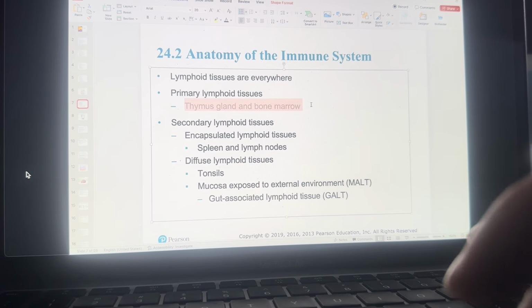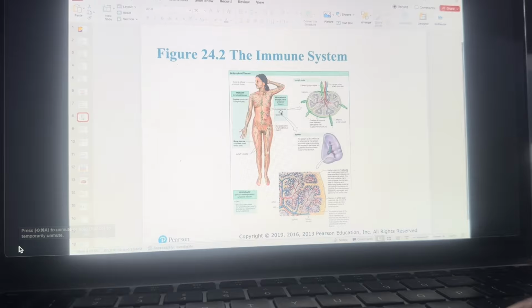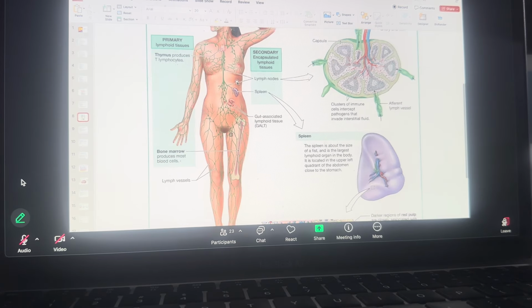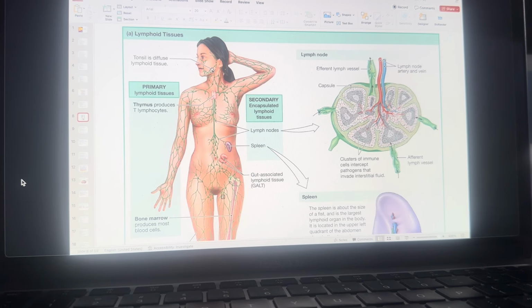The thymus and the bone marrow, right? The secondary lymphoid tissues are the encapsulated lymph nodes and the spleen. The lymph nodes are distributed along your body, and they're the sites where they sequester large amounts of lymphocytes and bring in all that nasty, harmful bacteria that may be floating around in your body to that area, so they can fight it, right?